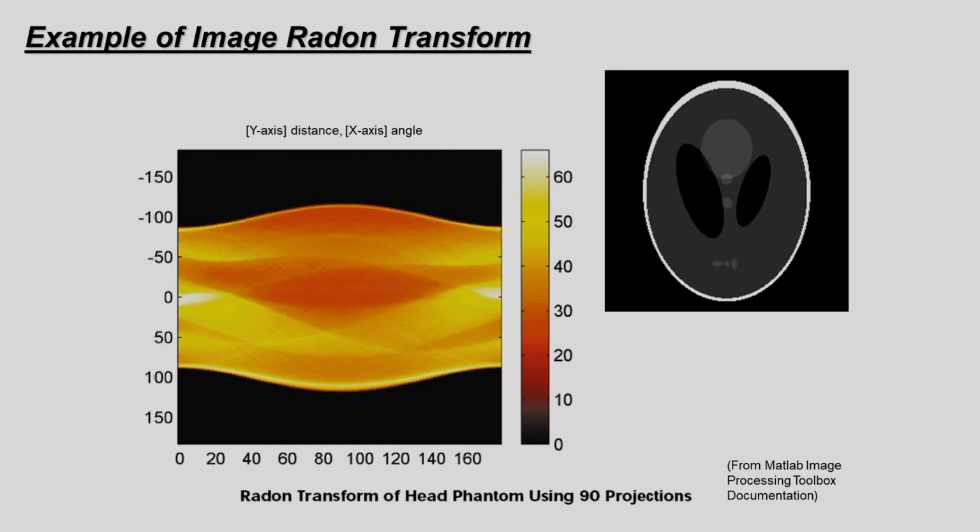Now this diagram I have shown is one example of the image Radon transform. This is called the sinogram. Corresponding to this image I have the Radon transform. The Radon transform you can display like an image, and this is called a sinogram.